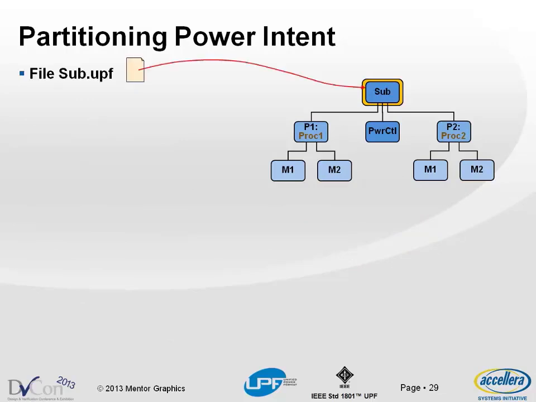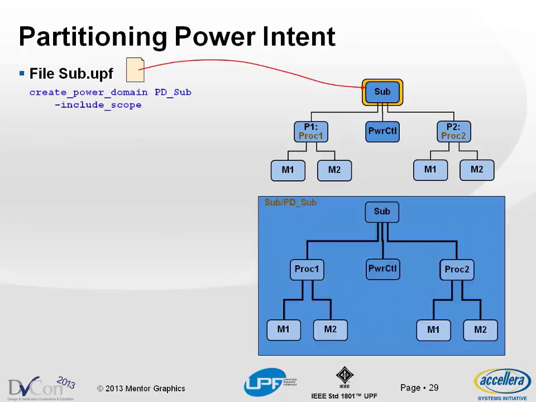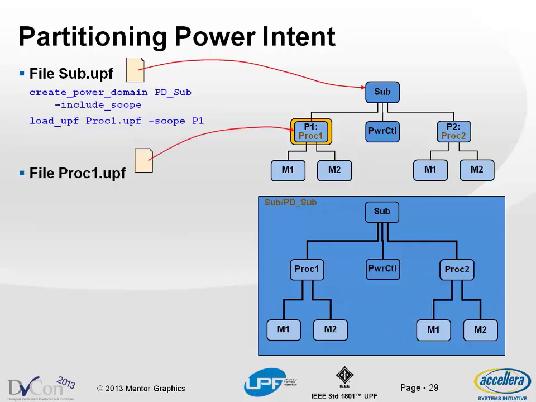We've got a file called sub.upf, which contains UPF for the sub model at the top. And it's going to create a power domain for sub and everything underneath of it, as before. But then for instance P1 of type proc1, instead we're going to load a UPF file for that one. So we go off to that context and we load this file, which has been written for that proc1 module.